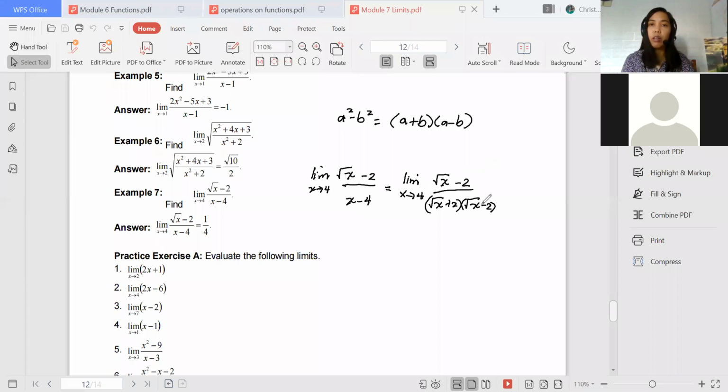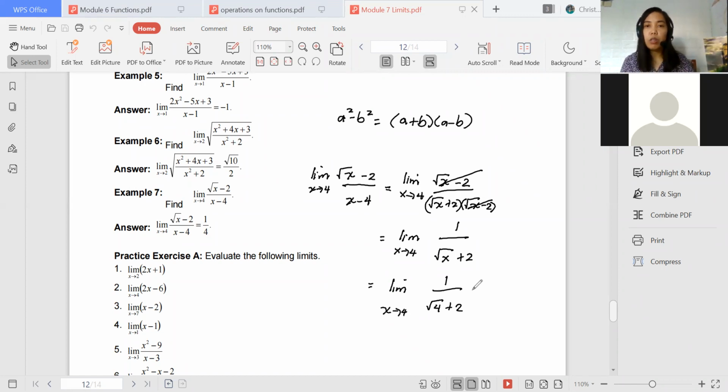And we cancel. So we can now have the limit of 1 over square root of x plus 2 as x approaches 4. Okay, so when we do that, square root of 4, so we'll have the limit of 1 over square root of 4 plus 2 as x approaches 4. When we simplify, square root of 4 is 2, plus 2, it's 4. So therefore, the answer is 1/4. This is the answer, 1/4.